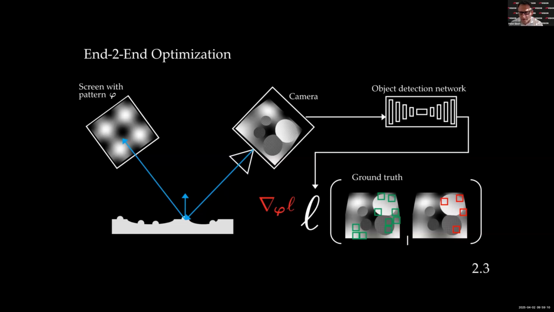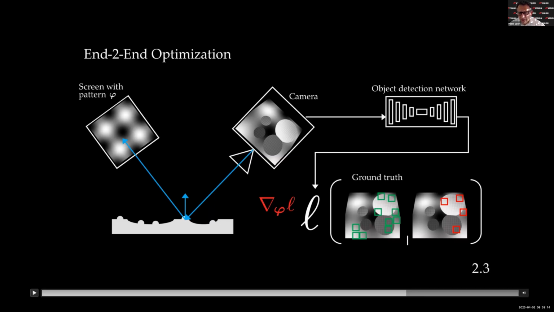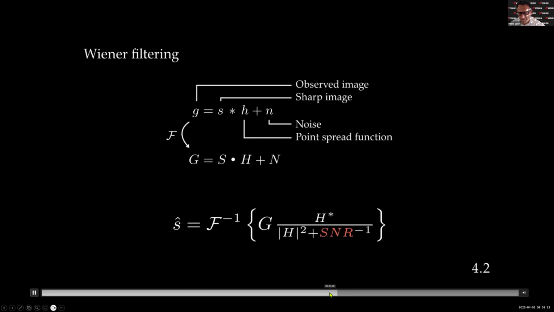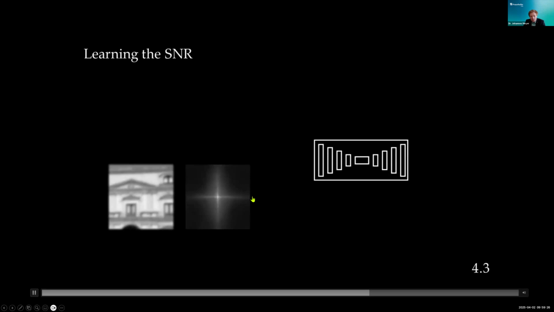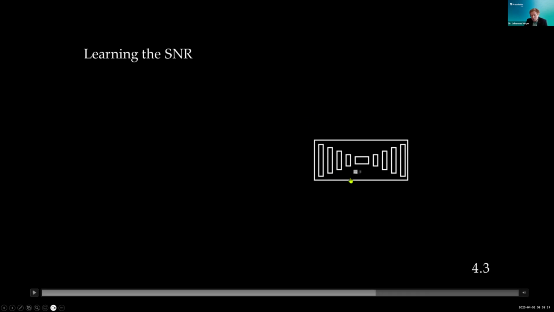Mm-hmm. And then there's a question on Wiener filtering. Which kind of machine learning neural network algorithms are used for the estimation of SNR in the application of Wiener filtering? So this might be related to this slide. Which kind of neural network we are using here for estimating the signal to noise ratio.